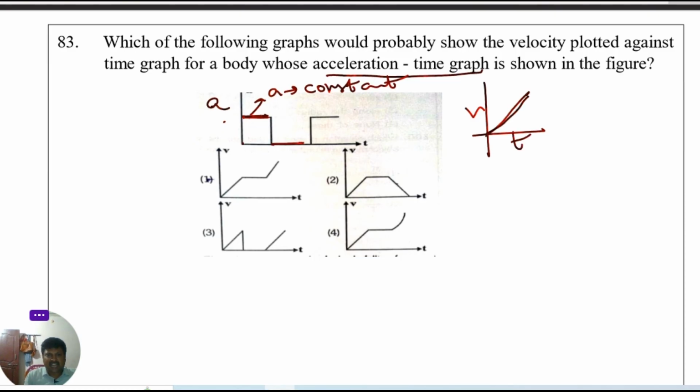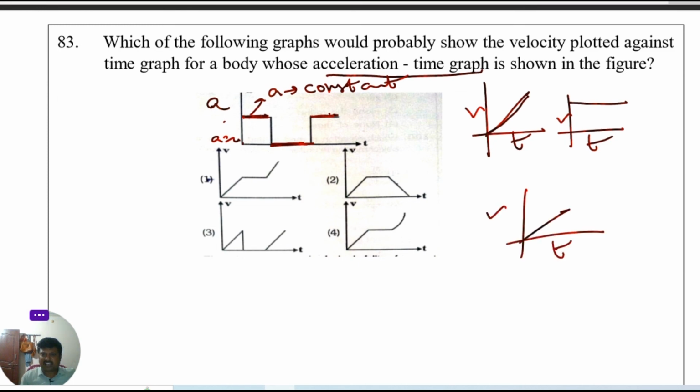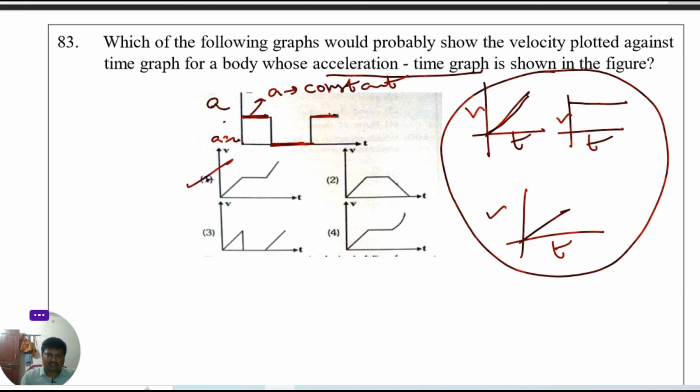Next here, the acceleration is 0. For this, in the velocity time graph, acceleration 0 means velocity should be constant, which means the graph is parallel to the time axis. Then again here the acceleration is constant, so again for the velocity time graph, the graph is like this. So the combination of all these three gives option 1. So option 1 is the right answer.